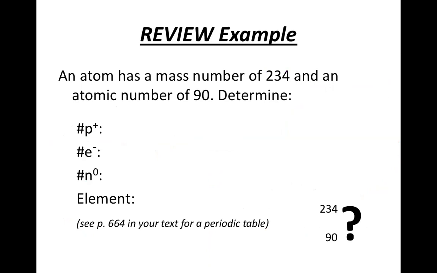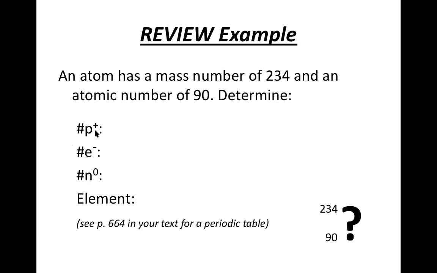So let's do an example. An atom has a mass number of 234 and an atomic number of 90. Determine the number of protons, electrons, neutrons, and identify the element. So you might want to put a post-it for page 664 in your textbook because that's where our periodic table is. So are we going to use the number 234 to look up what the element is? Okay, well, let's go in order.